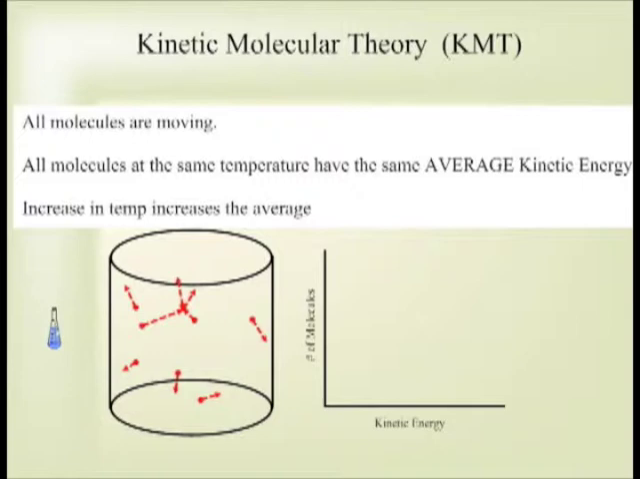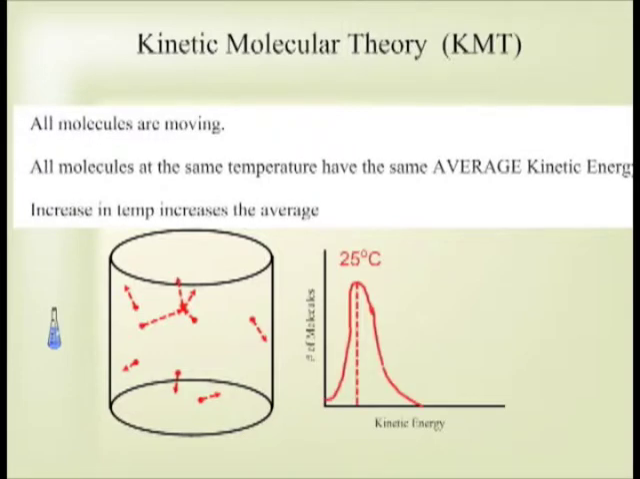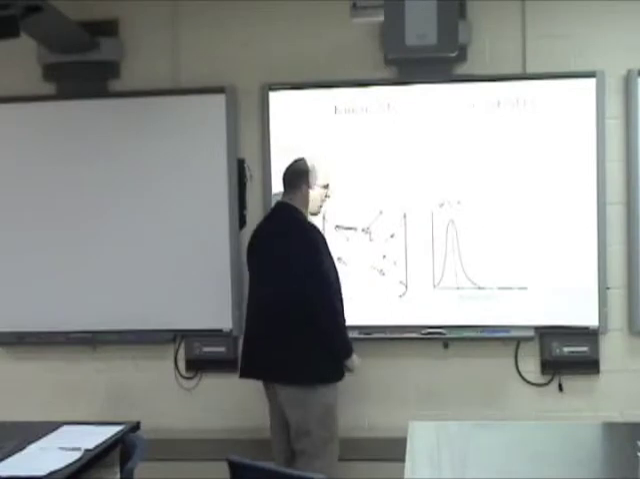So my graph might look something like this. On the y-axis we have the number of molecules, and on the x-axis we have velocity or kinetic energy. There are a few molecules that have low kinetic energy, there are a few molecules that have high kinetic energy, but the average is right in there. Perhaps this is at 25 degrees Celsius.